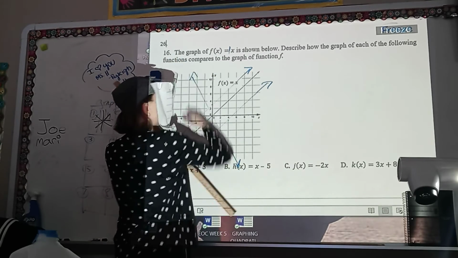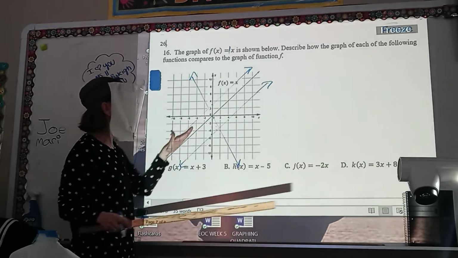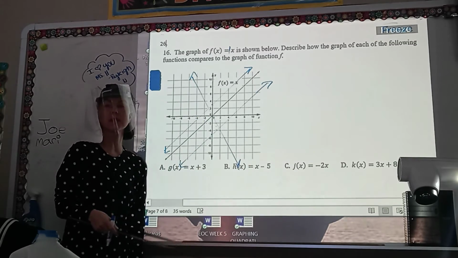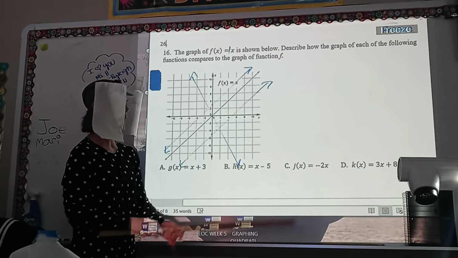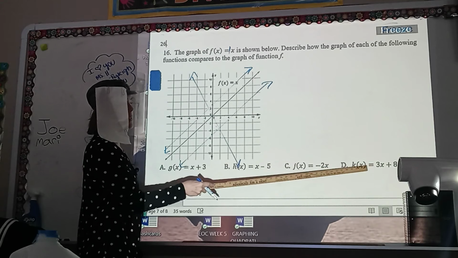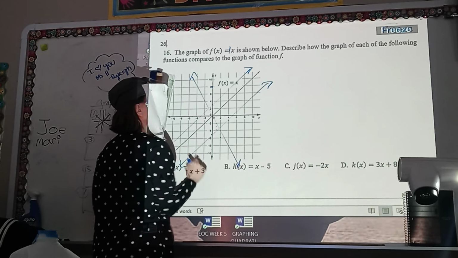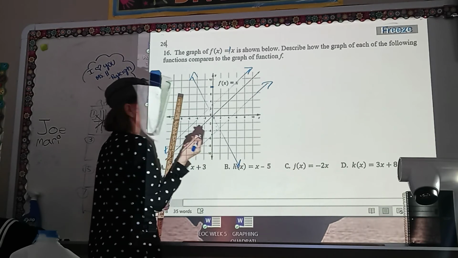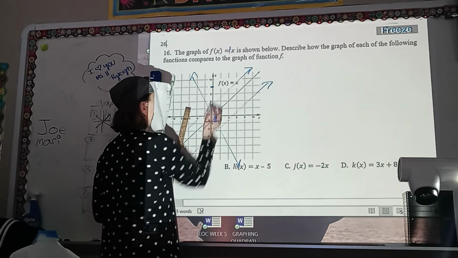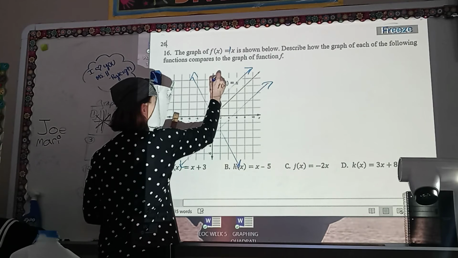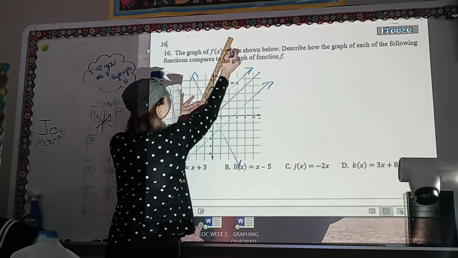Again, it says describe how the graph of each of the following compares to the original. Here's our original and here's C. C is obviously a negative slope, whereas the original was a positive slope. Now here we have D, our last function to graph. We have a positive 8, which is going to be right here, so it crosses over the y. That's one difference. It's got a y-intercept of a positive 8, and the slope is a positive 3. So from there up 3 over 1, up 3 over 1, and connect those dots. And here we go.